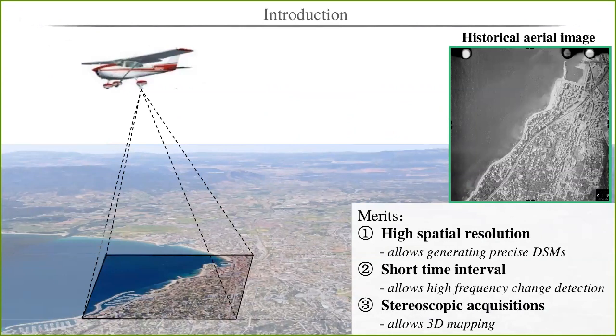Historical aerial images are images taken with analog cameras, then digitized by scanning the old negatives. They have the following merits. Firstly, high spatial resolution, which allows generating precise DSMs. Secondly, short time interval, which allows high frequency change detection. Thirdly, stereoscopic acquisitions, which allows 3D mapping. These merits make historical aerial images valuable resources for environmental monitoring.